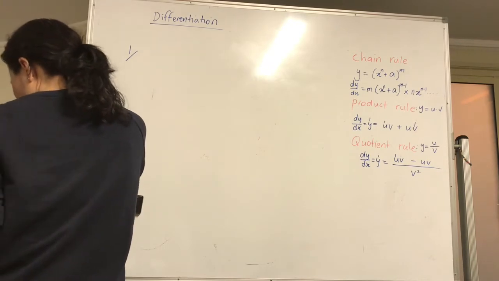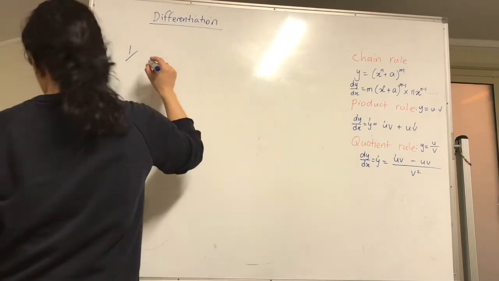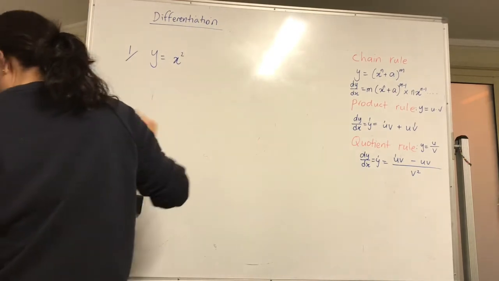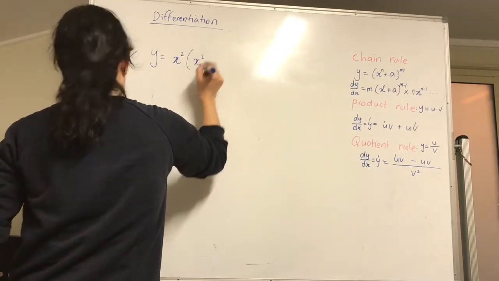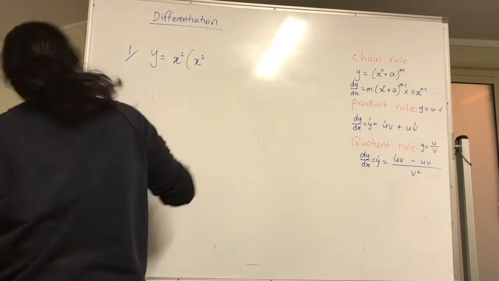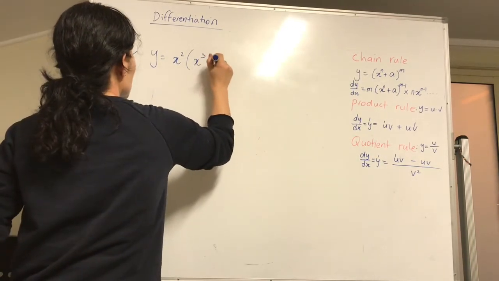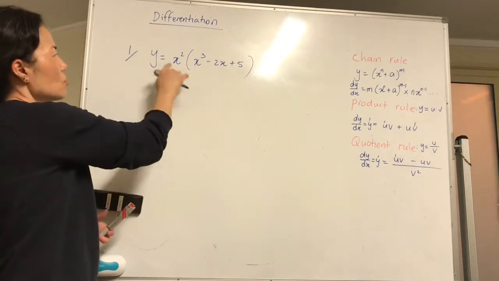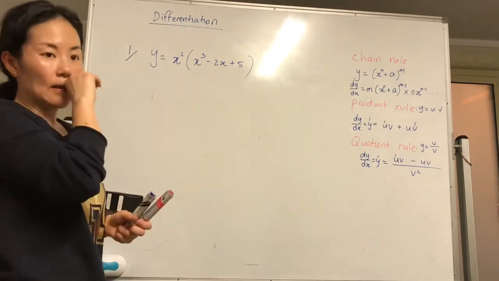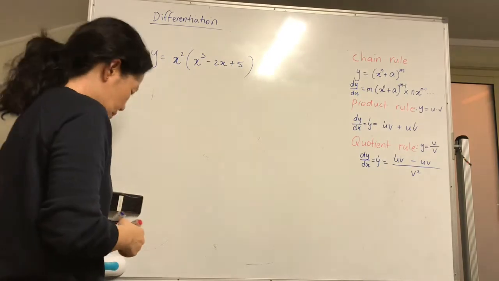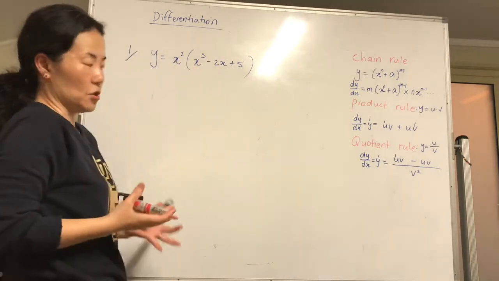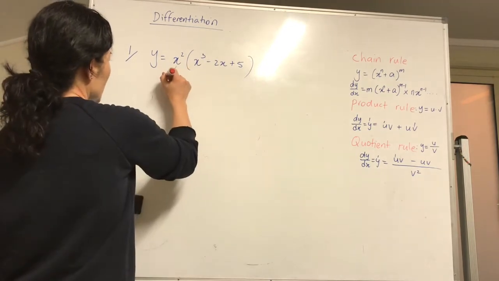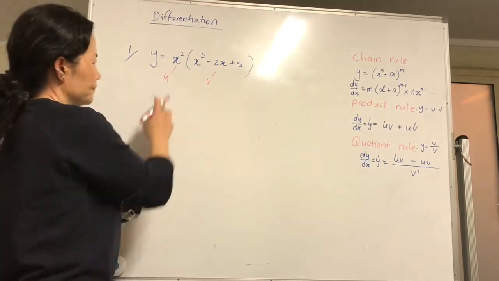Number 1. Product rule. We'll have 2 expressions that we will have to work with. So, for example, I'm just looking at the question: x squared times x cubed minus 2x plus 5. So you've got 2 terms multiplied together, and I'm going to have to decide which one's going to be my u and which one's going to be my v. The first one is my u, the second one is my v.